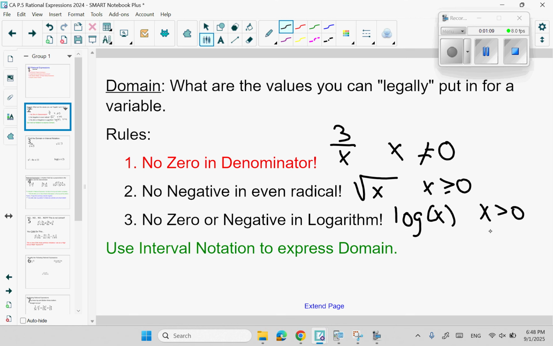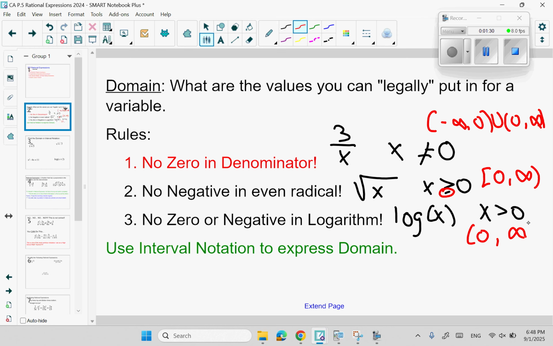So if we use interval notation for all of these, this top one, we would get negative infinity to 0, union 0 to infinity, because x can be anything other than 0. Here, we would get bracket 0 to infinity, because x could be 0. And here we would use a parenthesis, because the equal to wouldn't work.